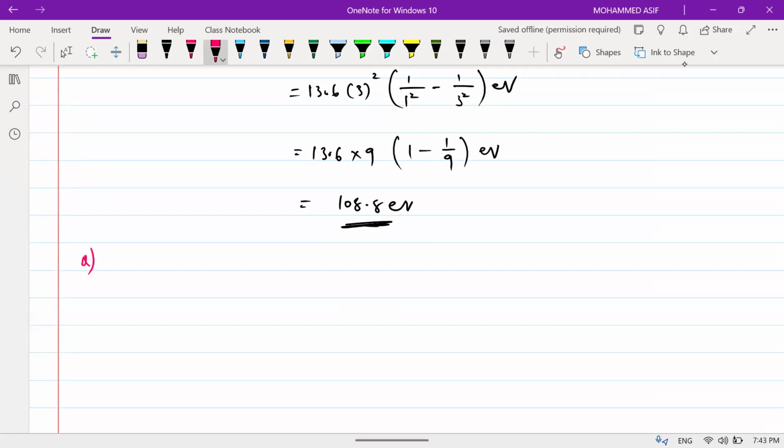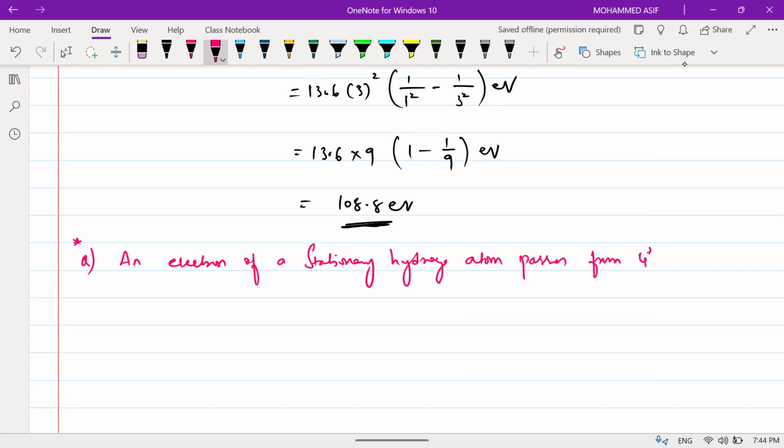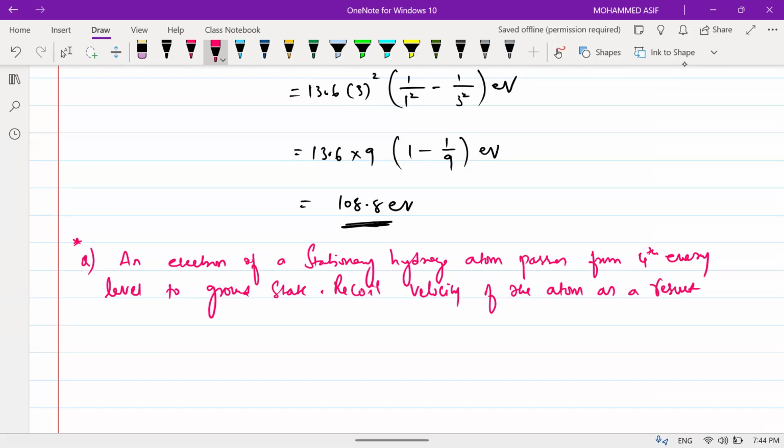Next question. This is a good question. Keep a star mark and try to do it better. Say, for example, an electron of a stationary hydrogen atom passes from fourth energy level to ground. Okay, what is the recoil velocity of the atom as a result of photon emission?